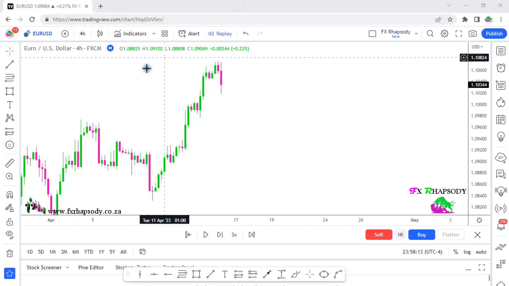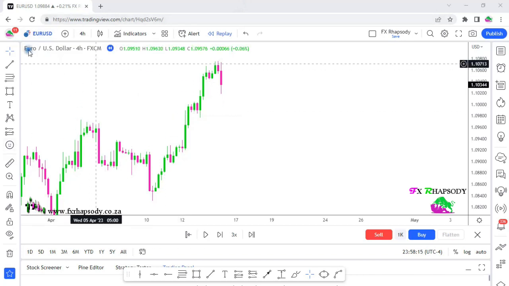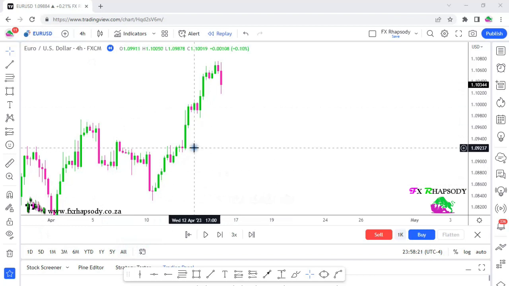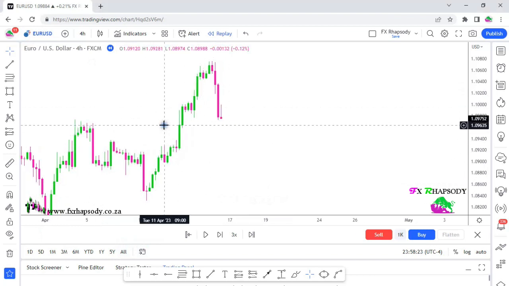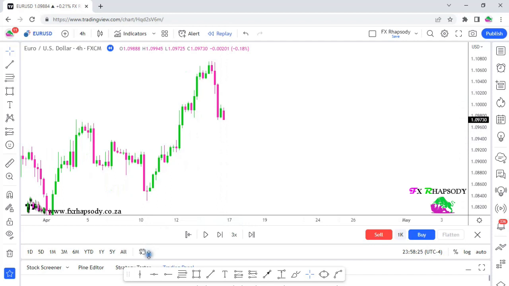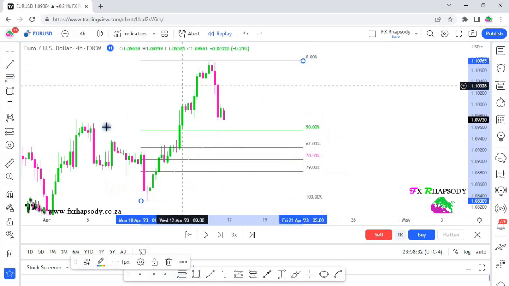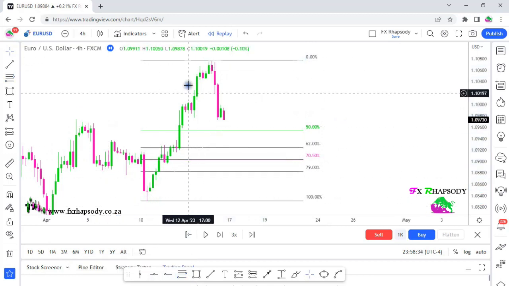So we're looking at the 4 hour. We're only going to be focusing on the EURUSD today, and we're looking at the 4 hour time frame. What happened this week is we can see that price went down. So what we do is we take off Fibonacci from this swing low to that swing high. Right about there. So we have a swing low and we have a swing high.